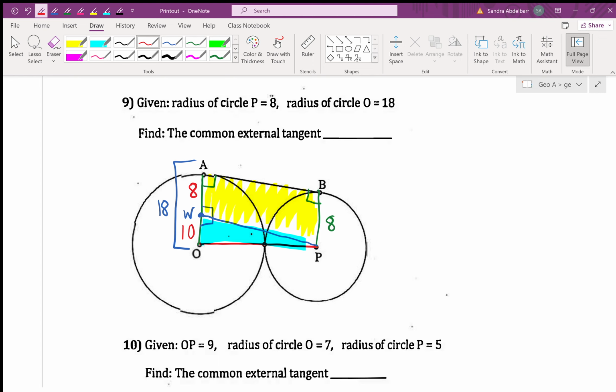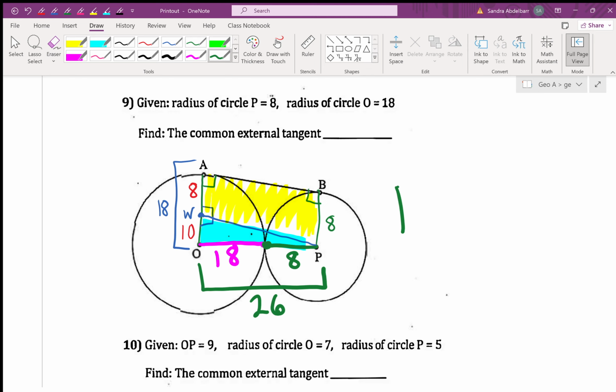Does anybody know how I can find the total length of OP since they didn't give it to me? Oscar? Add the radii of the two circles. Yay, Oscar, you made me so proud. Look, this pink segment right here, isn't that a radius of circle O? So that's 18. This green segment, isn't that the radius of circle P? So that is 8, which means OP has to be 26.